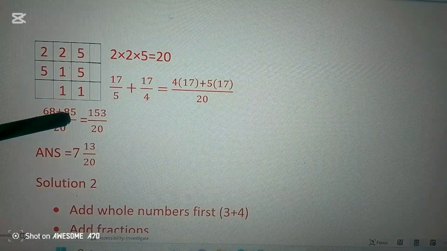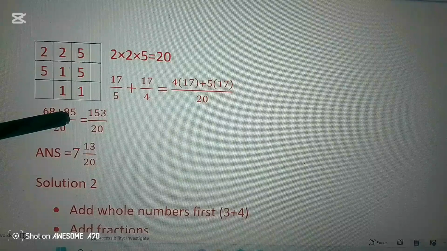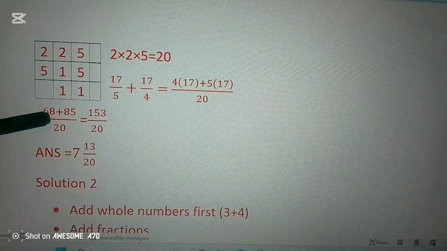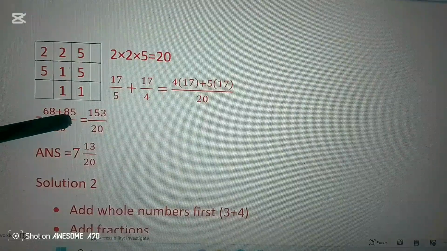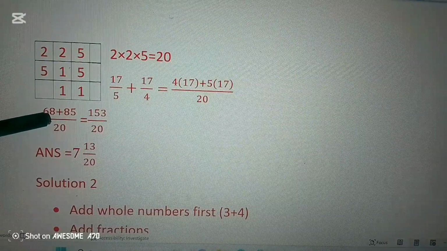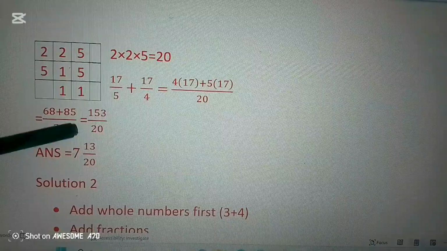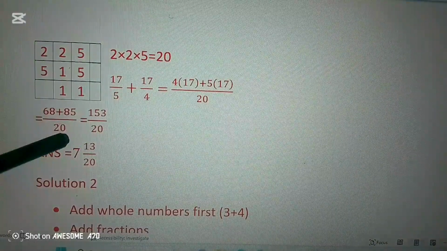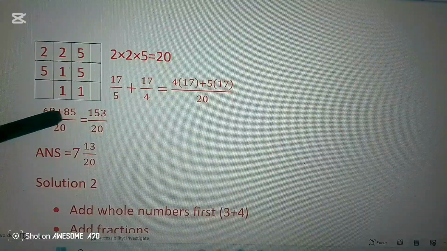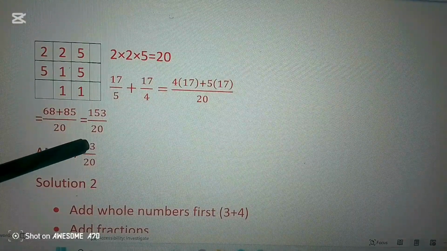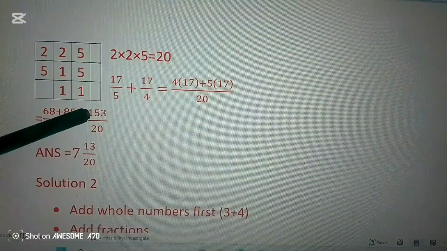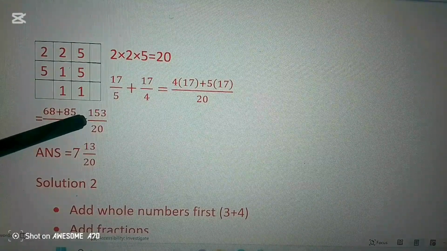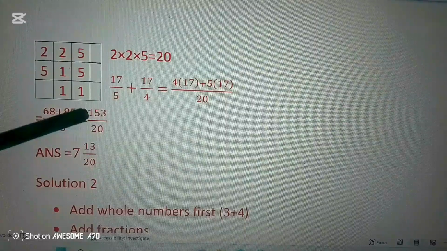So we are going to add 68 to 85, and we get our answer as 153 over 20. Now look, we already have an improper fraction as our answer. 153 over 20 is an improper fraction.